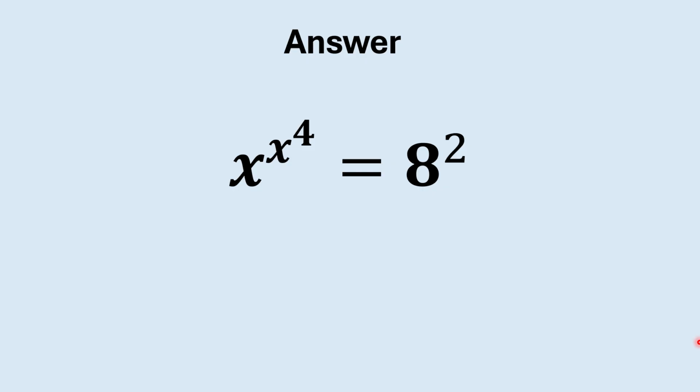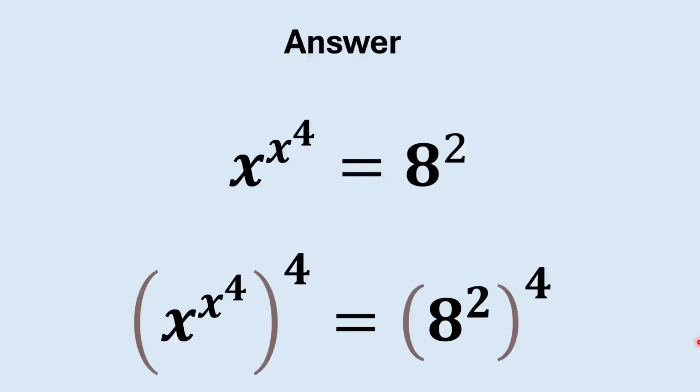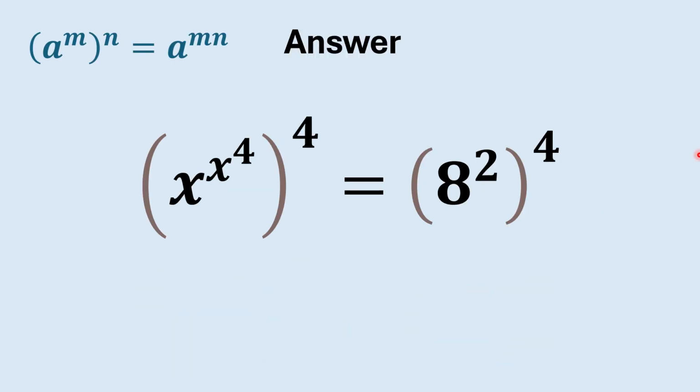So actually we need to do the power 4 calculation on both the left and the right side, because if a is equal to b, then a to the power 4 must be equal to b to the power 4. Okay, so here the left side we just put this x to the power of x to the power 4 in the brackets and then to the power 4, and the right side 8 squared in the brackets to the power 4. Okay, and the next step we have to make use of this relationship.